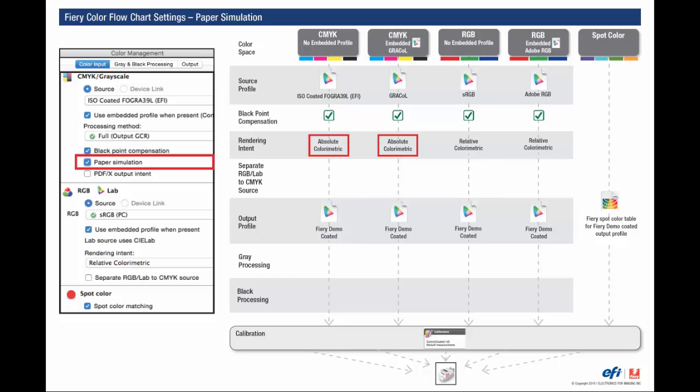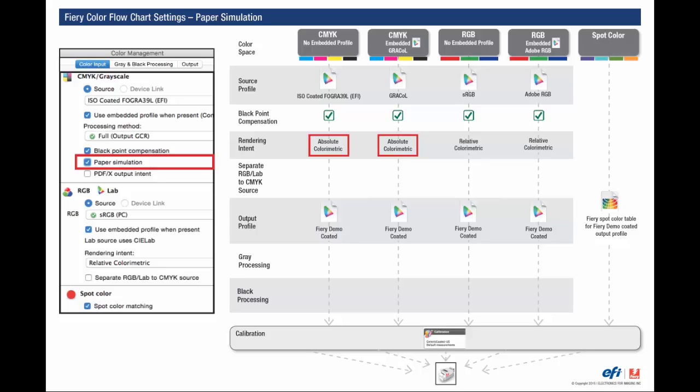The next control I have in the expert color settings is paper simulation. Enabling paper simulation on the Fiery causes the rendering intent for CMYK to be changed from relative colorimetric to absolute colorimetric. This will result in the paper white of the CMYK source profile being simulated on the output.